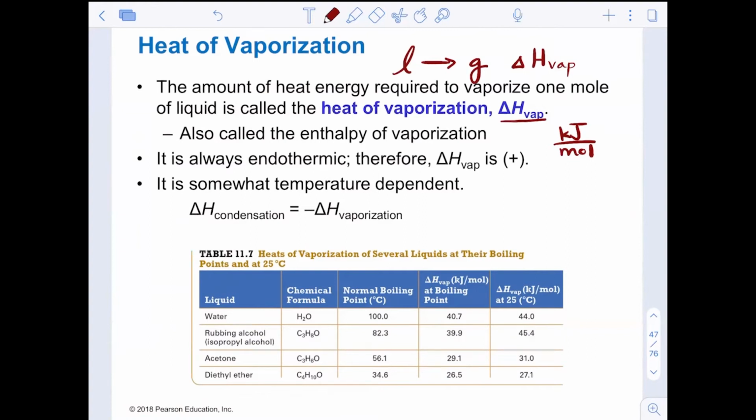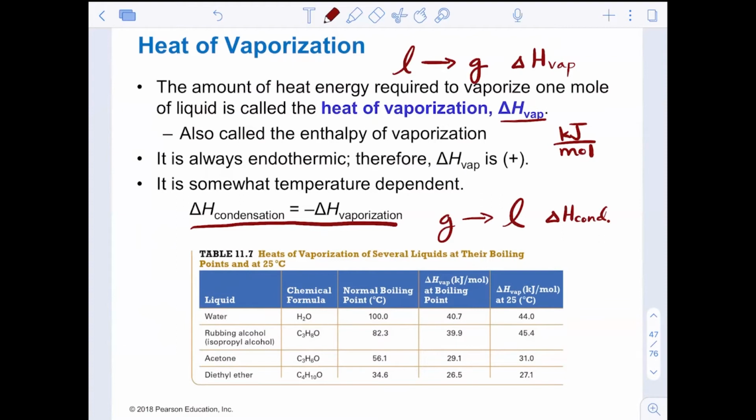Delta H of condensation is the opposite of delta H of vaporization, okay? Going backwards from a gas back to a liquid is the delta H of condensation. It will always be the same magnitude, just opposite sign. Delta H of condensation is an exothermic process, so it would be the negative of the delta H of vaporization.